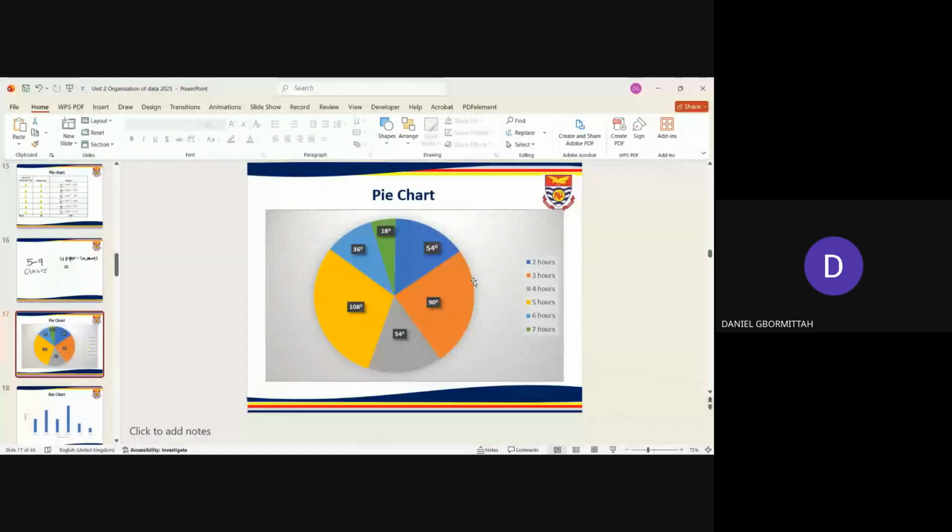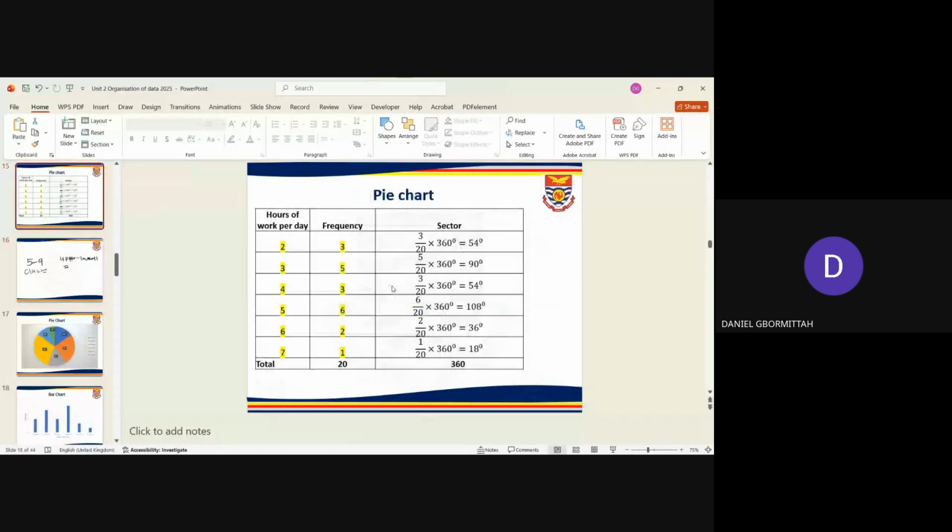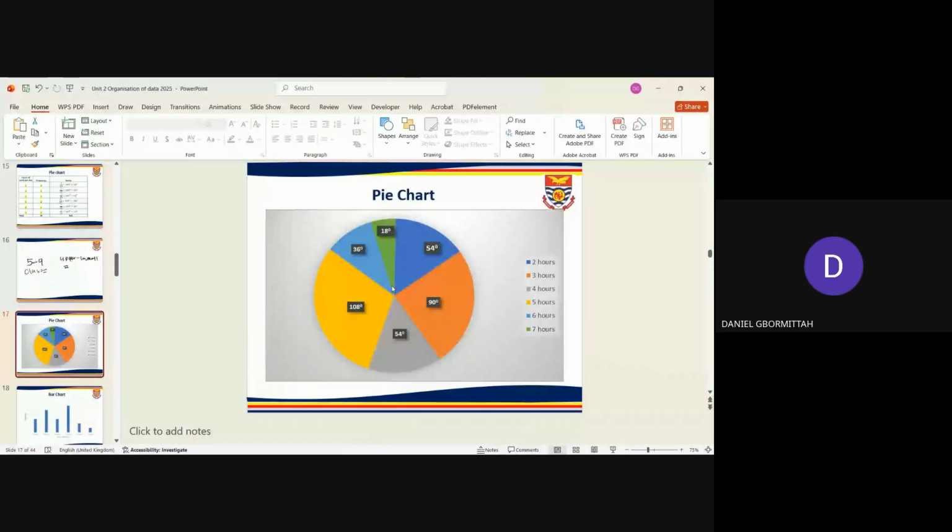The circle works. 54 works how many hours per day? Yes, 2 hours per day. 2 hours, 54 degrees. So this is how it is. But you see, you can equally name the sectors within the circle. You can name the sectors. But you see, they have used a key to make it so nice, like as it is here.